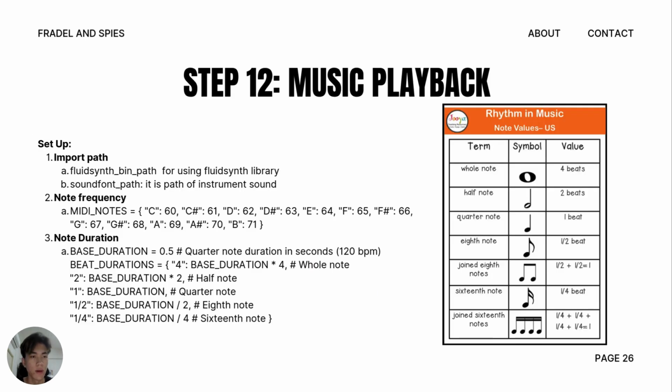For step 12, for the setup, first, import the path of the FluidSynth binary and the sound font path, which is part of the instrument sound. Second, note frequency: MIDI notes for C sharp, D sharp, E, F sharp, G sharp, A sharp, and B. And third, note duration is set as the image shows.